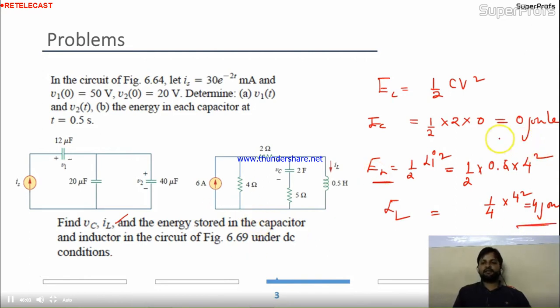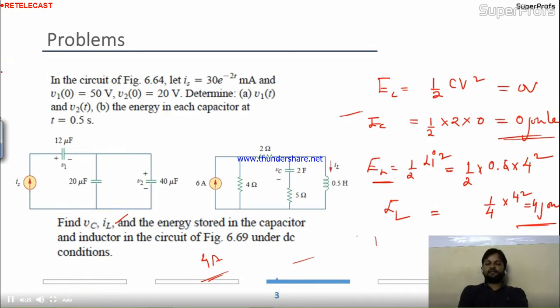In the capacitor you don't have any energy because the voltage across the capacitor is given as 0 volt, and the current across the inductor we have 4 ampere. So the energy in the inductor is 4 joule and the energy in the capacitor is 0. Okay. I hope it's pretty clear to you.